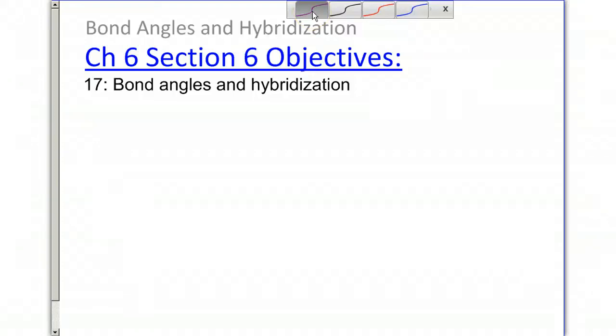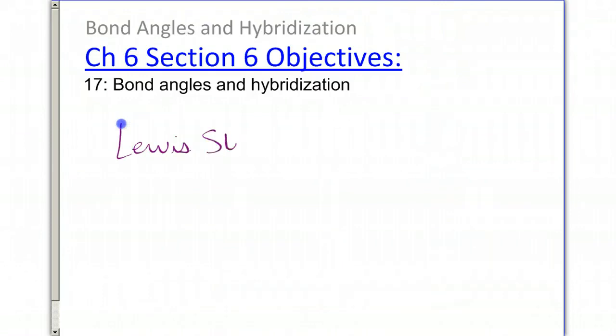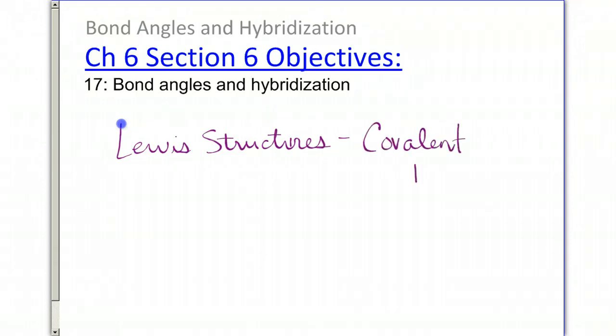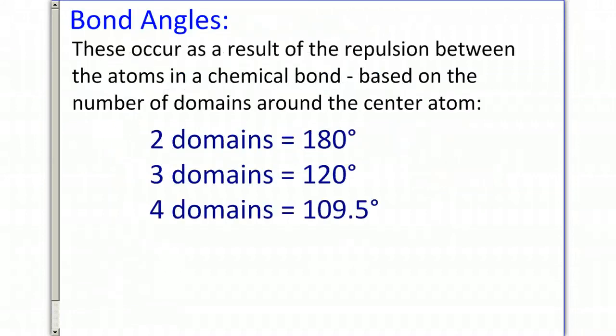Chapter 6, Section 6 is bond angles and hybridization. When you draw a Lewis structure, and remember, Lewis structures are only for covalent compounds, we can identify the bond angle and what's known as the hybridization of the molecule. So let's define what these are.